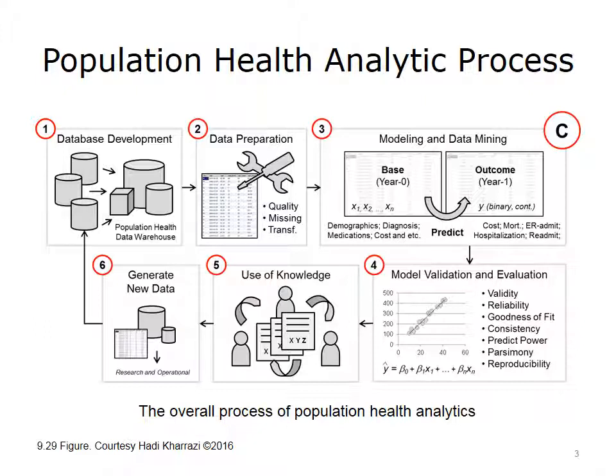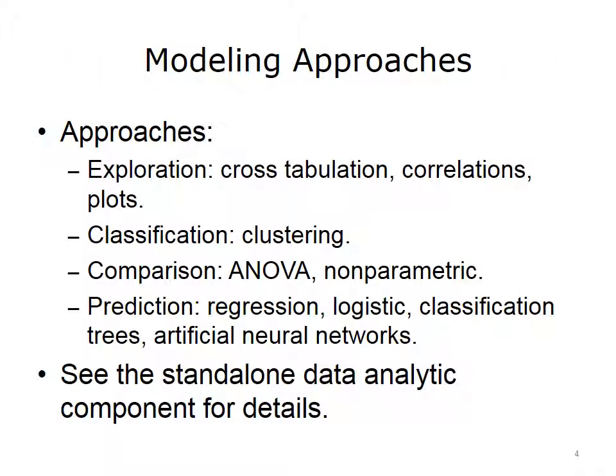As pictured in Boxes 5 and 6, a critical step after an acceptable model is developed is to apply it within the context of a population health management workflow. As marked by Circle C, this lecture discusses the common methods used to develop population health predictive models. Other phases of the population health analytic process are discussed in other lectures. This lecture will cover some of the common methods to explore, classify, compare, and predict population health outcomes.